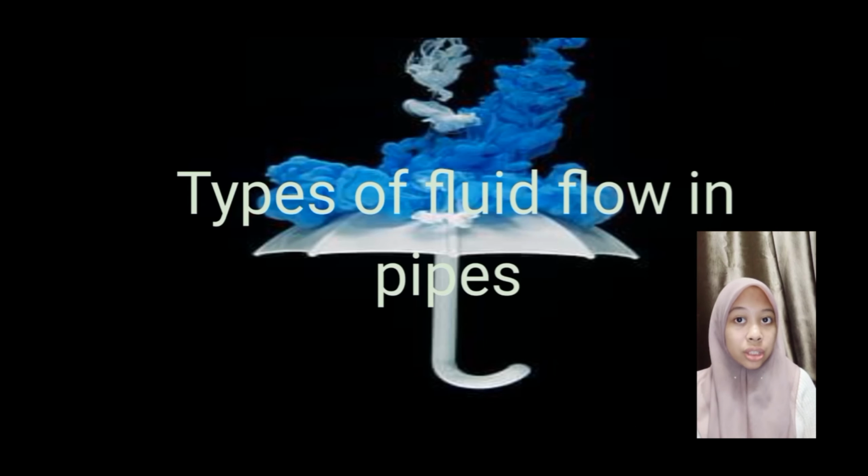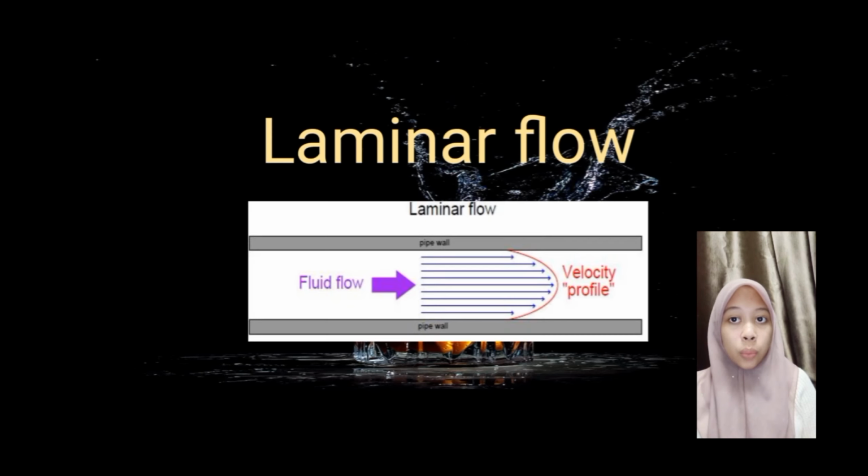In general there are three types of fluid flow in pipes, which are laminar, turbulent, and transition. Laminar flow generally happens when dealing with small pipes and low flow velocities. In laminar flow, the motion of the particles of fluid is very orderly, with all particles moving in straight lines parallel to the pipe walls.